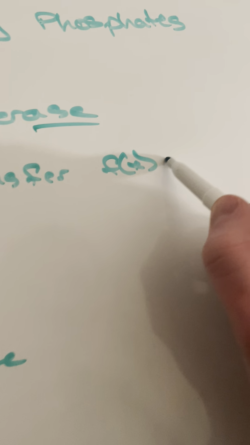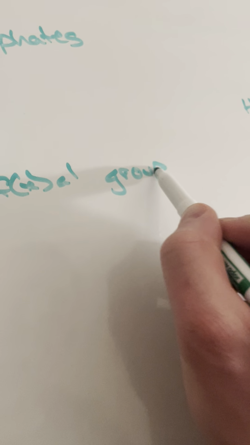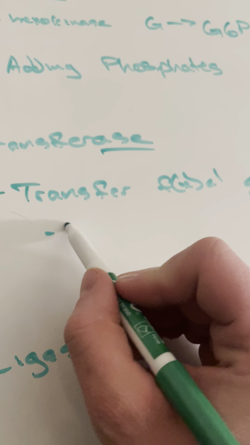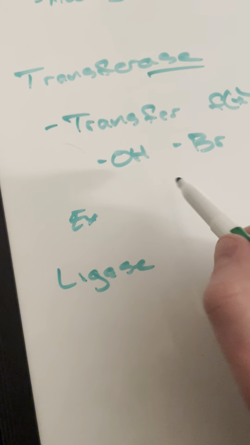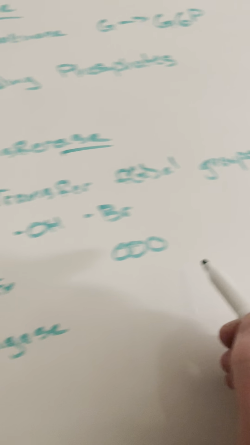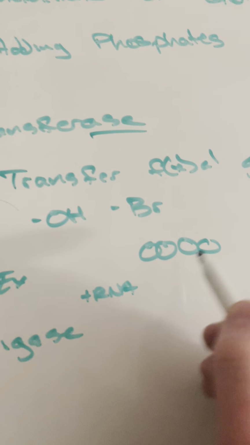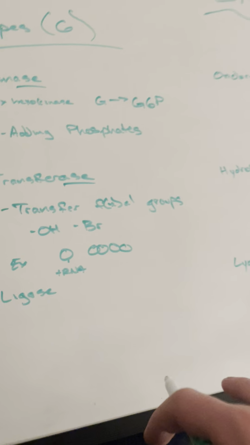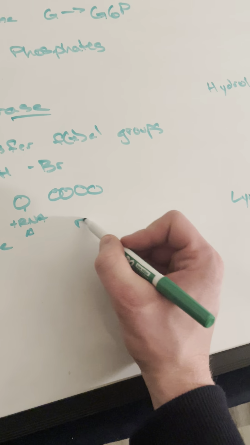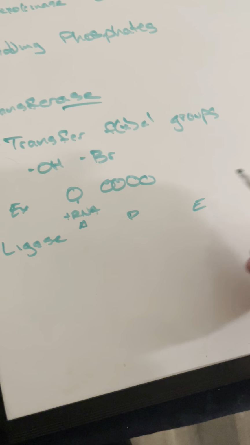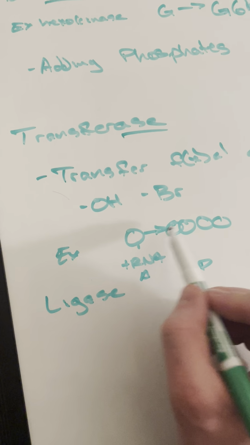All right, transferase, pretty simple, comes from the name, transfer functional groups, right? This could be your typical OH, your halide. But the example Khan Academy used was our amino acid chain, and it was actually tRNA bound to an amino acid in the A site, right? And it's backwards, but A, P, and then you got your E over here. But this is actually also a good use of the transferase. So that's good to know. I didn't underline that one.